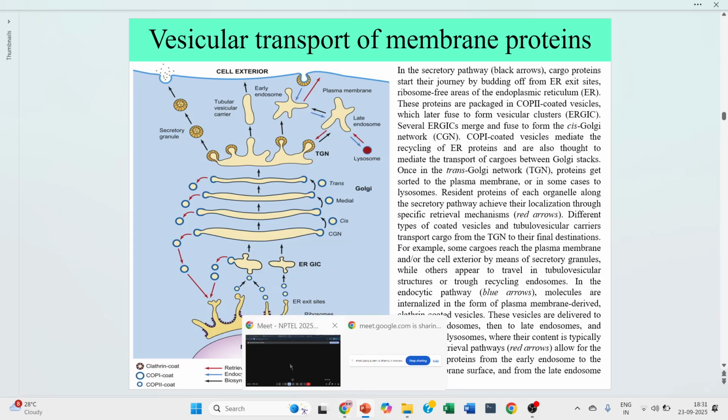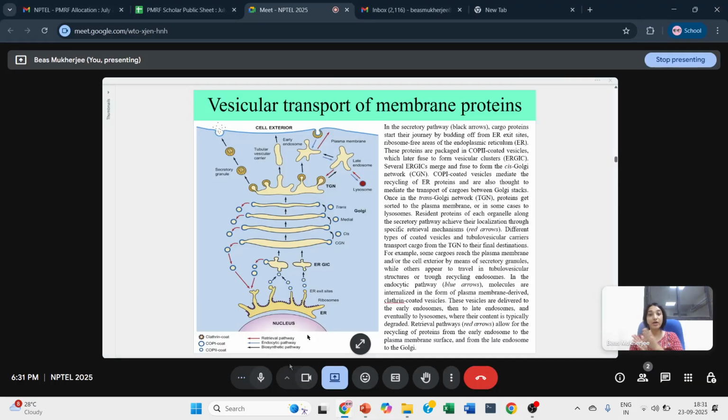Okay, now we'll talk about transport across the endomembrane system in a little more detail. If you see the figure, this is the place where the rough endoplasmic reticulum is, because the ribosomes are attached to the wall of the rough endoplasmic reticulum. Now the protein is exiting in the form of a vesicle, and this vesicle is going to the Golgi. Now the Golgi has different layers, so we'll talk about that.